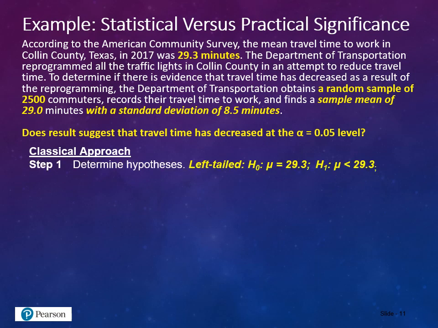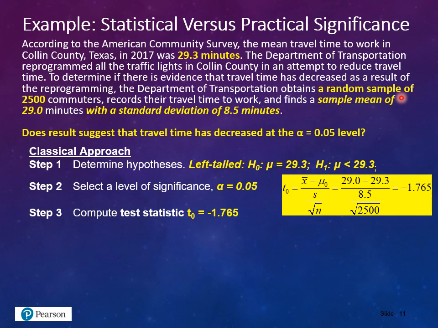We're just going to use the classical approach. You could also do this with the p-value approach. Either would work. So we have a really large sample, 2,500, so we're not worried about the normal shape. We determine the hypotheses. We're looking at whether the time has decreased, so we're looking to see if there's a change below the 29.3 minutes of commuting. The level of significance is 0.05, and so our first job is to calculate the test statistic, which we get as negative 1.765.